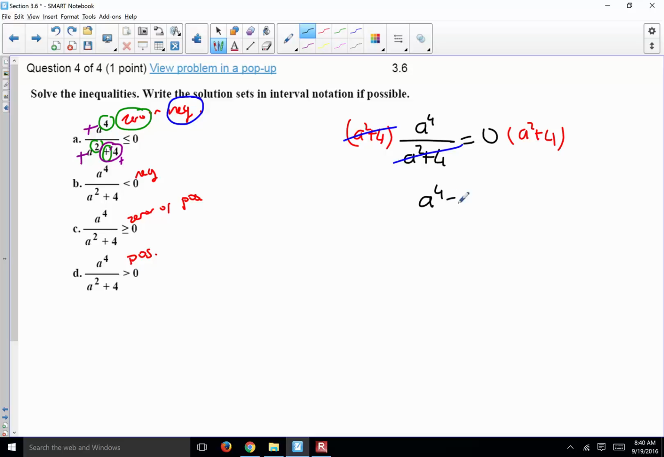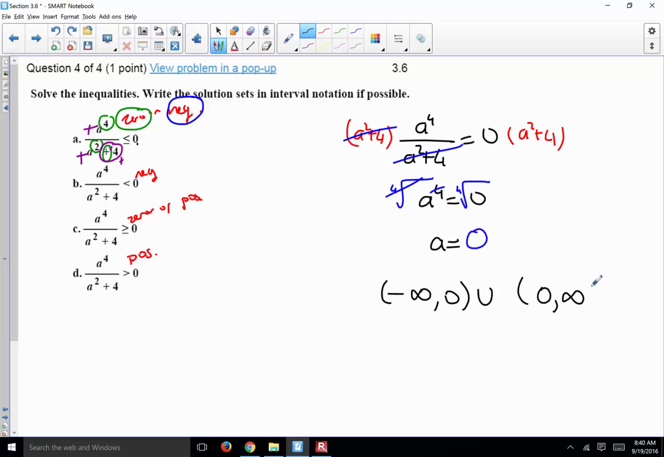A to the 4th is 0. What number raised to the 4th power is 0? Take the 4th root of both sides. The 4th root and the power cancel, so A is the 4th root of 0. What number multiplies itself 4 times to give 0? 0. So there is a number that makes the expression equal 0, and everywhere else it is positive. So we have to exclude that value. Take 0 away and count everybody else. Okay? This is by logic.